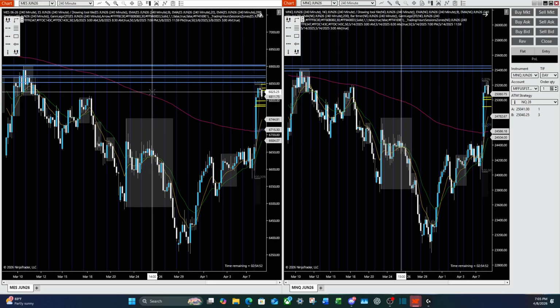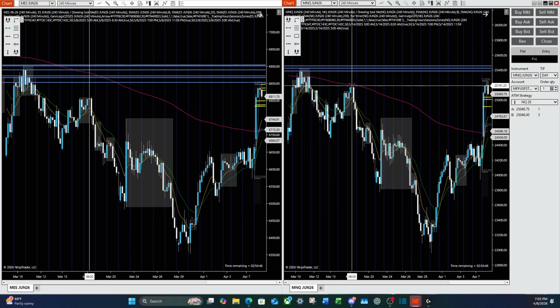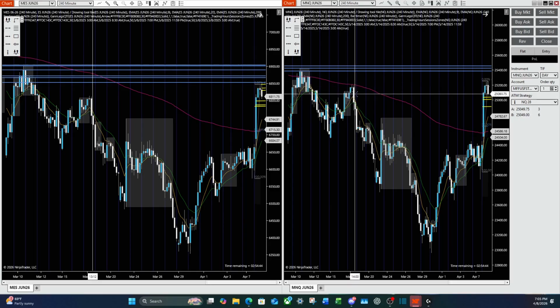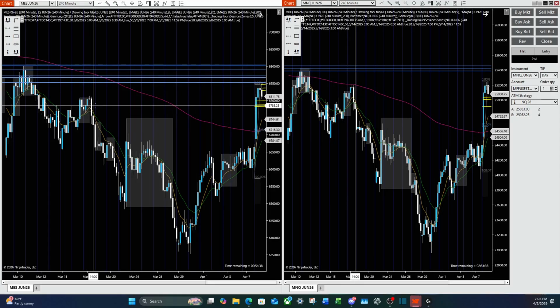And as we do every session, we come in looking at where our draws on liquidity are. This March 18th level was taken by both indexes. So both indexes poked above that, so we don't have an SMT there.